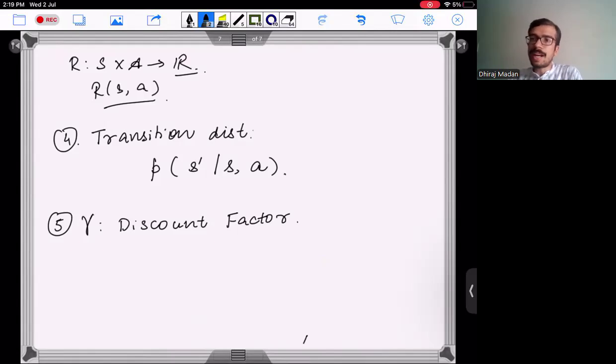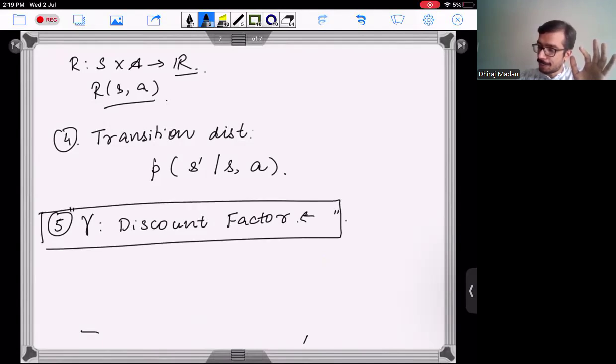So this discount factor indicates how much is the weightage of a particular reward in the future. I'll come to this in some time, so just hold on to it right now. This we'll revisit.